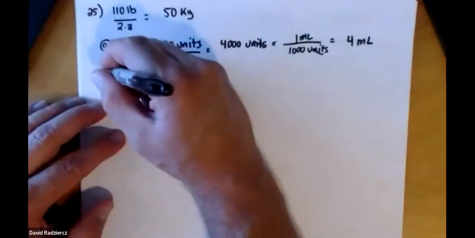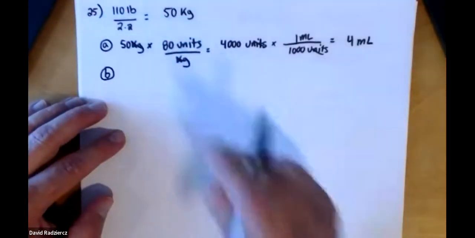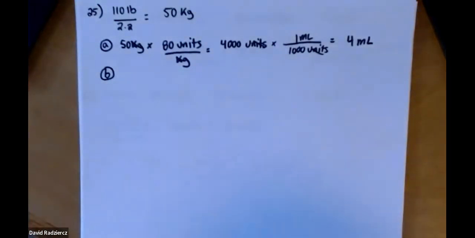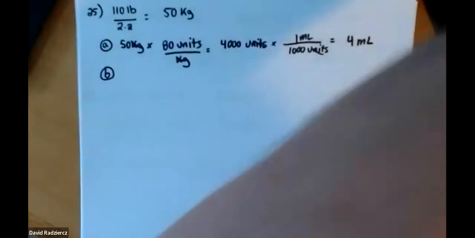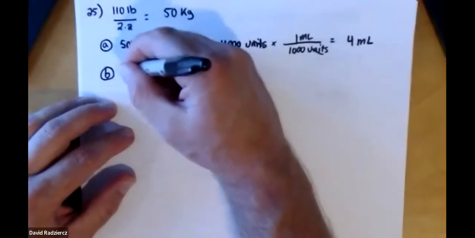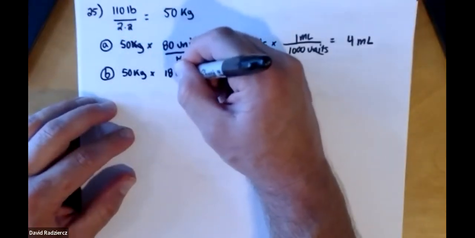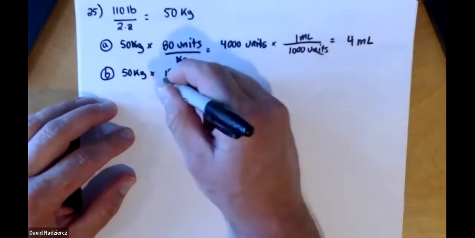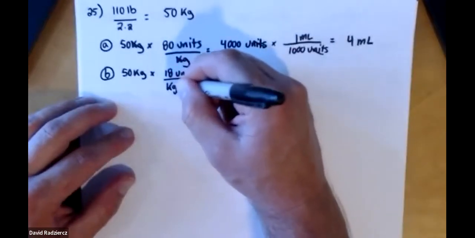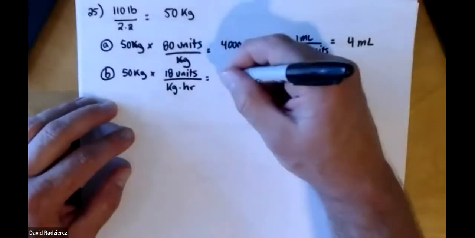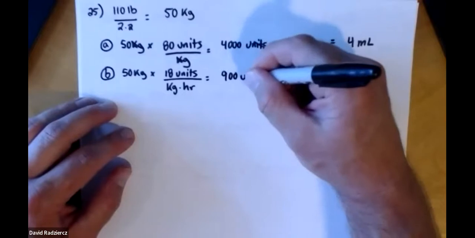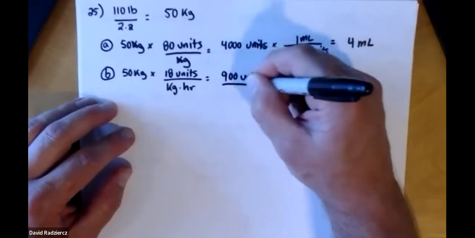Part B, calculating the infusion rate. We're going to take the patient's weight, same patient, same weight, but this time we're going to multiply by the 18 units per kilogram per hour. We're going to get 900 units per hour.